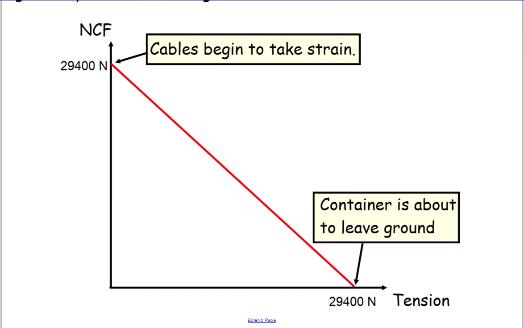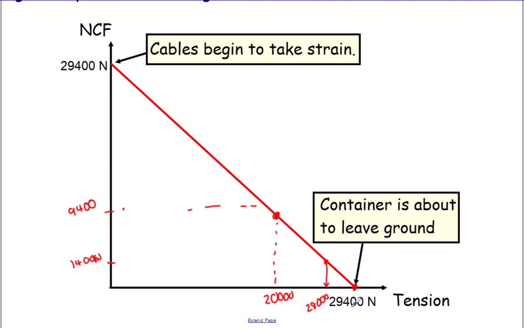Initially when the cables start to tighten up, they're not doing any work, so the normal contact force is equal to the weight. And then you have this transfer, where at this point maybe the tension is doing 20,000 newtons of work and the floor is only doing 9,400 newtons. Okay, and then down here maybe the cable is doing 28,000 and this is only doing 1,400 newtons. Until you get to here, where the cable is doing all of the work and the tension in the cable is equal to the weight of the container.